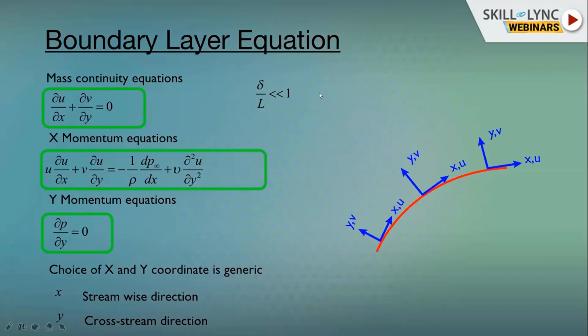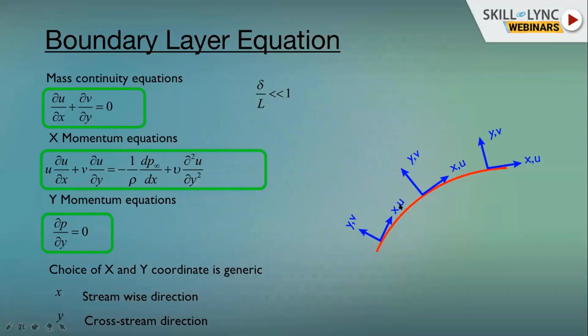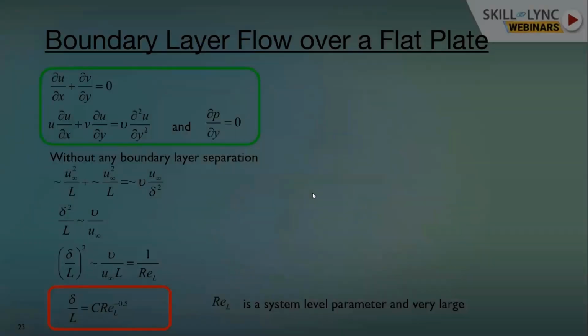Then we'll assume a slender body. What is a slender body? Delta by L is much less than 1. Let's come to the solution, right? This is my boundary layer. Let's come to the boundary layer condition for the flow over a flat plate. Initially we will not go to the condition of what happens when the boundary layer flows over a curved body. For simplicity, let's assume flow over a flat plate. When the flow is hitting a flat plate, what is the situation over there, right? Let's see.